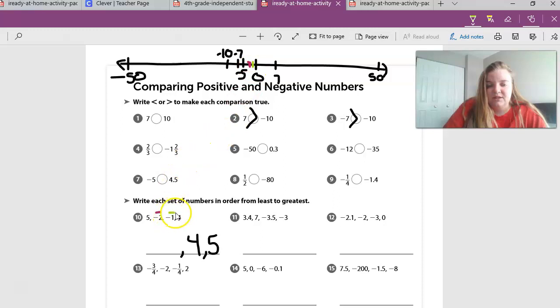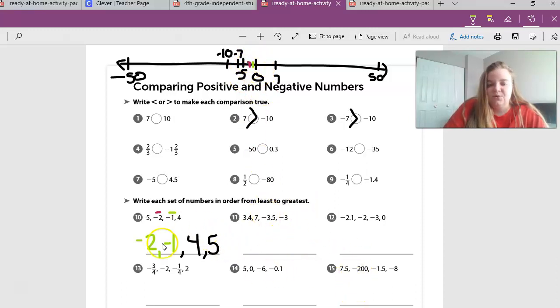So which one is closer to 0, right? The one closer to the 0, or the one furthest to the right, is larger. So we can see that green is clearly closer to 0 than the purple one is. So we're going to go ahead and put negative 1, and then the smallest number would be negative 2. Whichever negative number is the closest distance to 0 is going to be the largest.